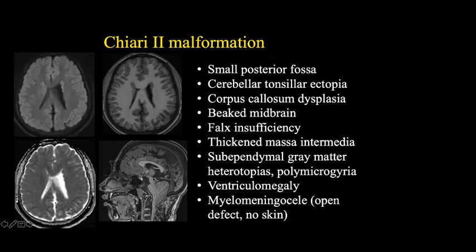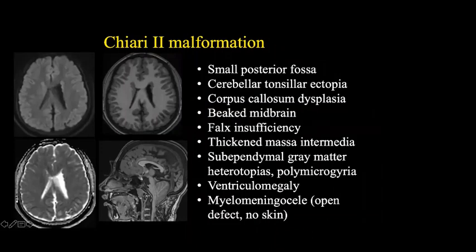Beaking of the midbrain, so the tectum of the midbrain is beaked, as you can see here, and then falx insufficiency. So there is deficiency within the falx, some areas of deficiency. That's what results in interdigitation of gyri. You see that this gyrus is crossing to the other side. Thickening of the massa intermedia, which is the structure between the two thalami, is not of exact significance, but it can get big in certain congenital entities.